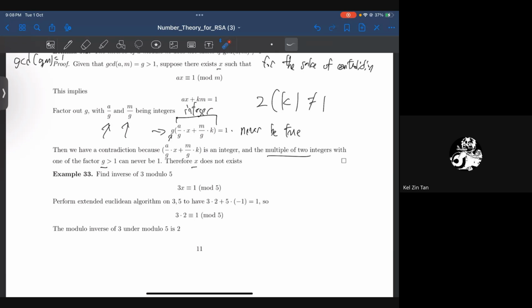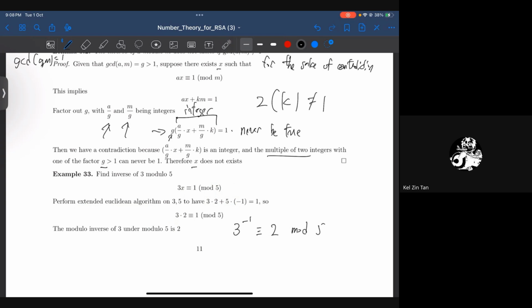Now we move on to the next part, which is some examples of actually finding an inverse. Suppose we want to find the inverse of 3 modulo 5. How do we do it? We can perform the extended Euclidean algorithm on 3 and 5. Then we have 3 multiplied by 2 plus 5 multiplied by -1. So this is 6 and this is -5, which equals 1. That is why the inverse of 3, the x here, is 2. So 3 inverse is equal to 2 mod 5.